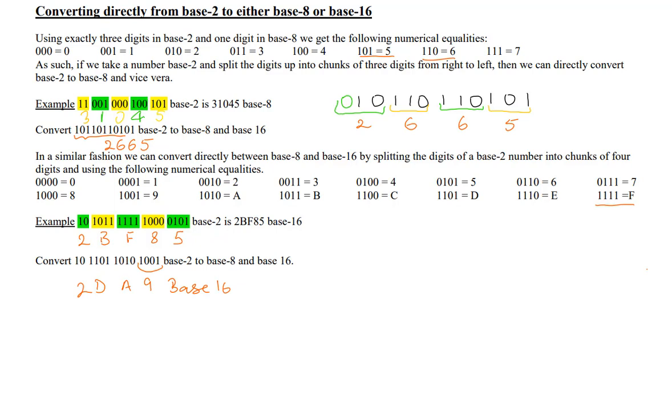But to base 8, we're going to have to group them into groups of 3 and then convert it. So here I copy the digits and I split them into groups of 3. This is 1, this is 5, 6, 6, and 2. So this number here in binary is 26651 in base 8.